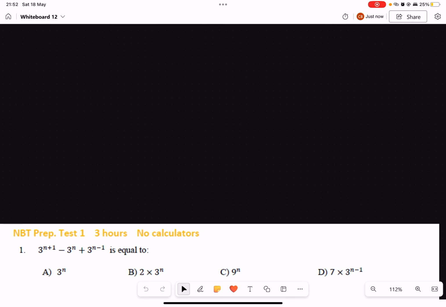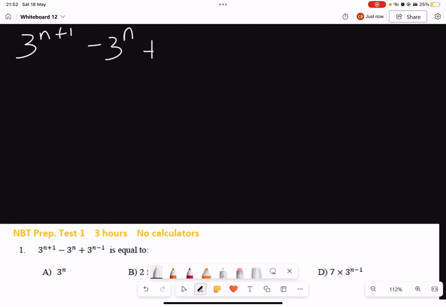Perfect. So the first question, they want us to simplify this. Okay, we have 3 to the power n plus 1 minus 3 to the power n plus 3 to the power n minus 1. Right, they want us to see or determine which value this is going to be equal to.